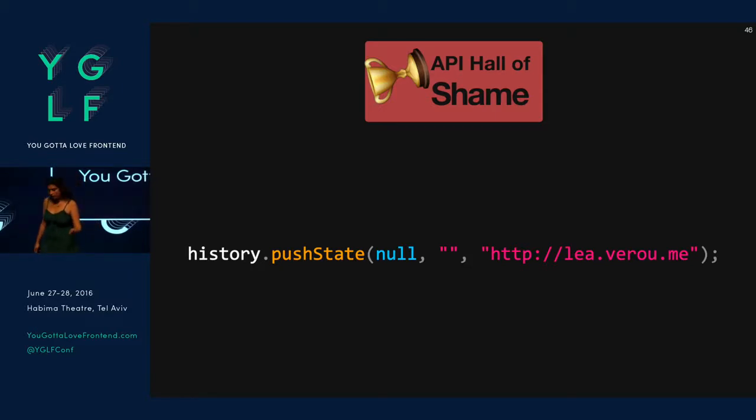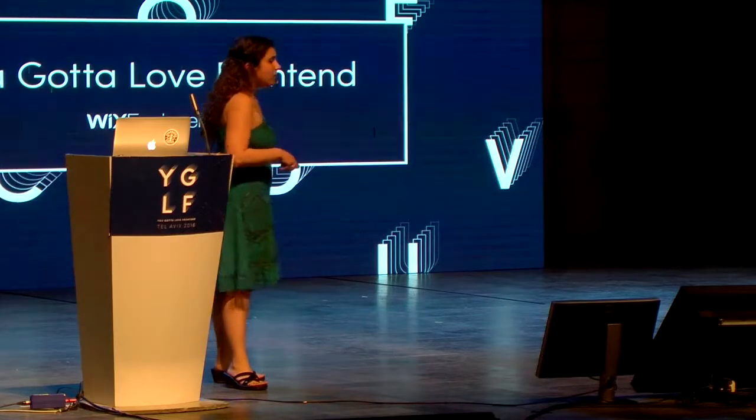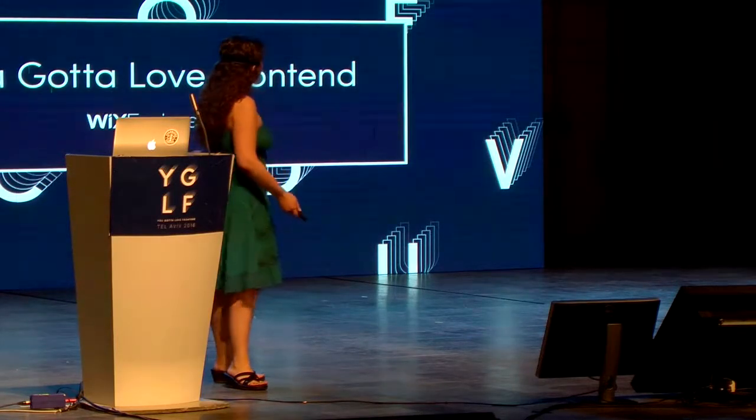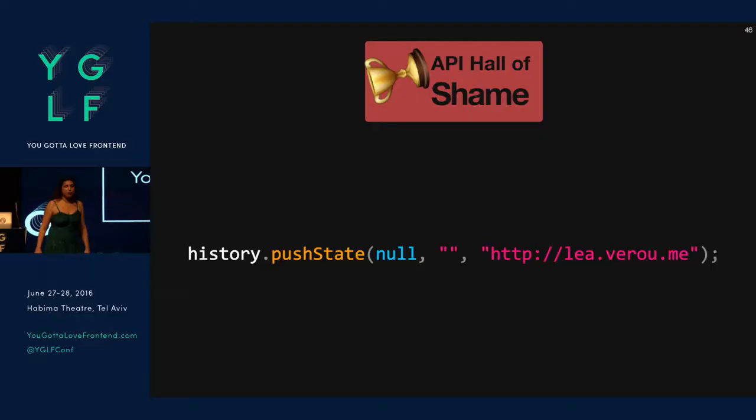And then, only then, I can finally provide a URL as my third parameter, which is what I was actually interested in. I don't want to provide a state object. I don't want to provide a title. The browsers don't do anything with them. I just wanted to provide a URL. The URL should be first.